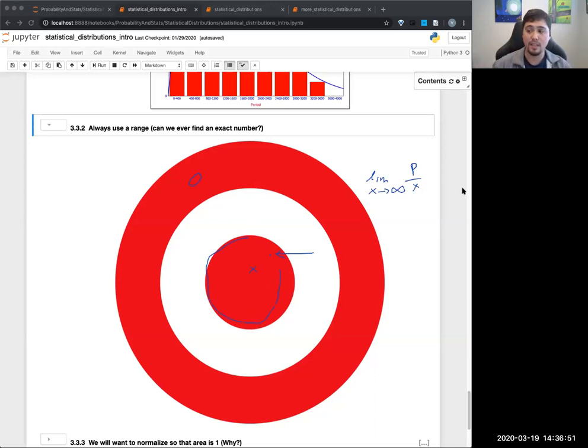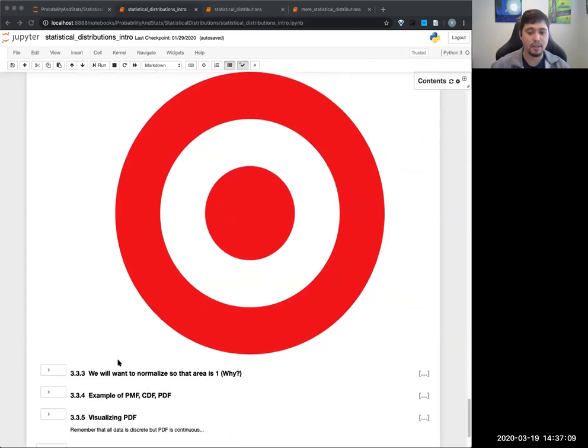But the important part to know is that for a continuum we can never say an exact point. We can only say a range, because an exact point will always be 0%. But we can say, well, what about within this area? And that would be how we get our probability. Does that make sense to people? Wanted to get that little nuance in there, because I think it is important.